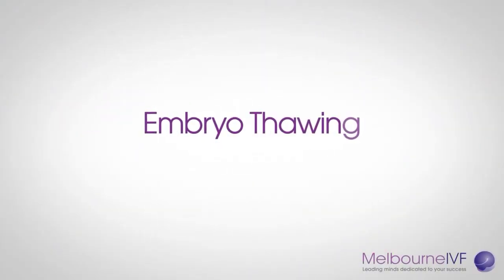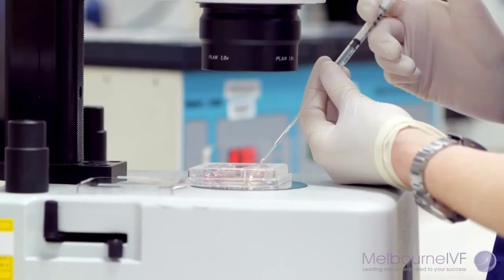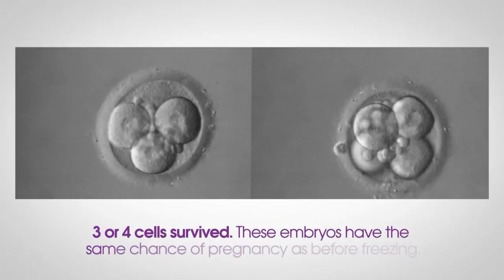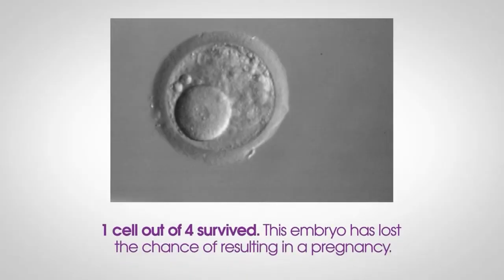Embryo thawing. The thaw process involves rapidly warming and rehydrating the embryos. Sometimes individual cells within the embryo are damaged by the freezing process. These embryos can still go on to produce a healthy pregnancy. However, the more the embryo is damaged, the less likely it is to develop. Sometimes all of the cells within the embryo are damaged. In this case, the embryo will not be transferred.